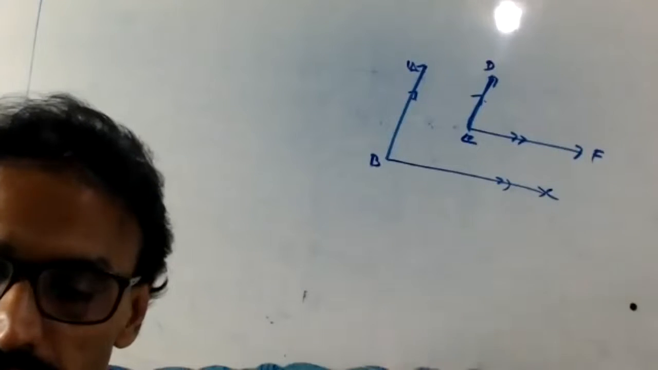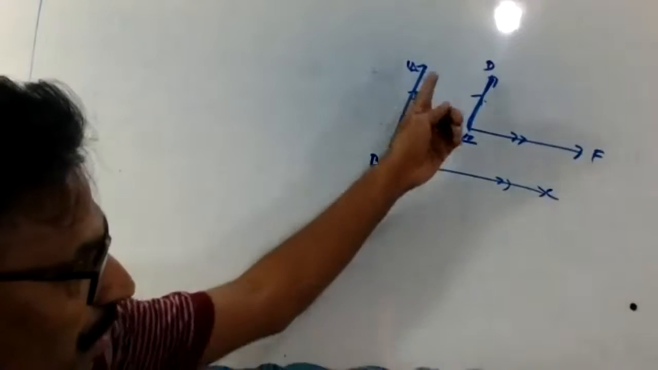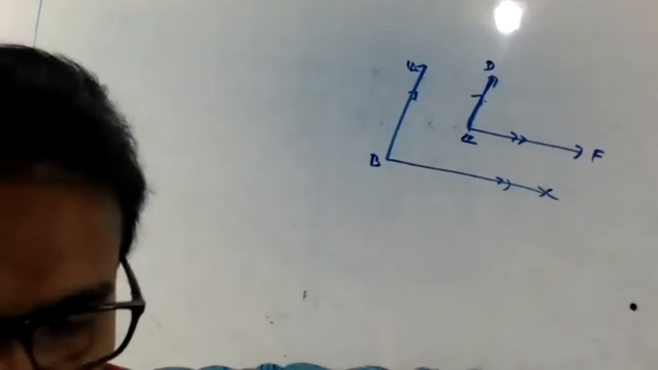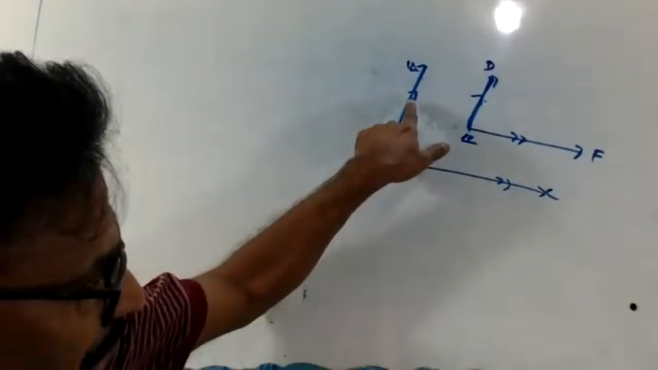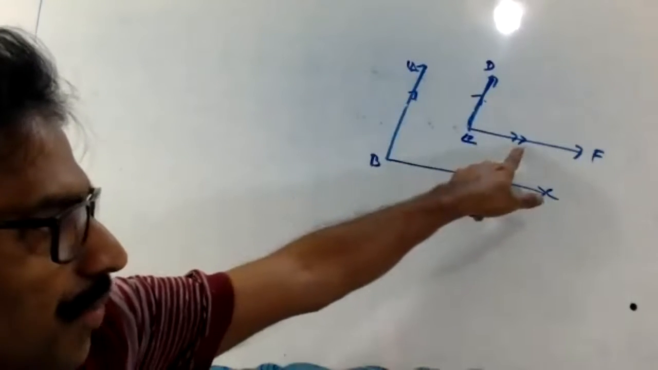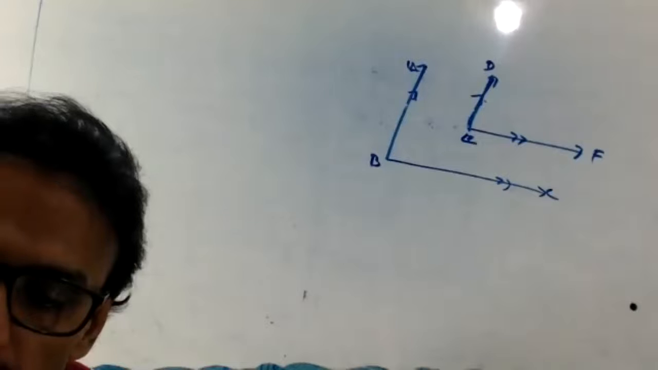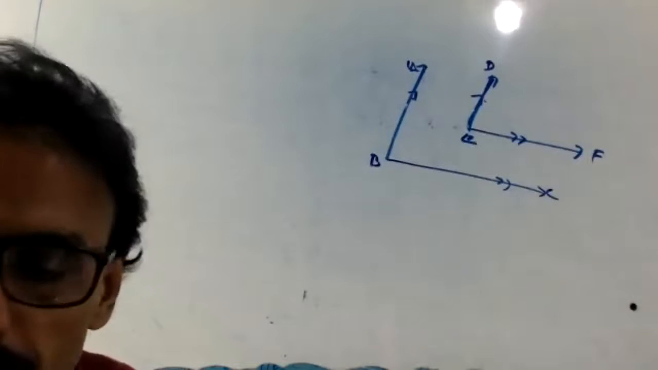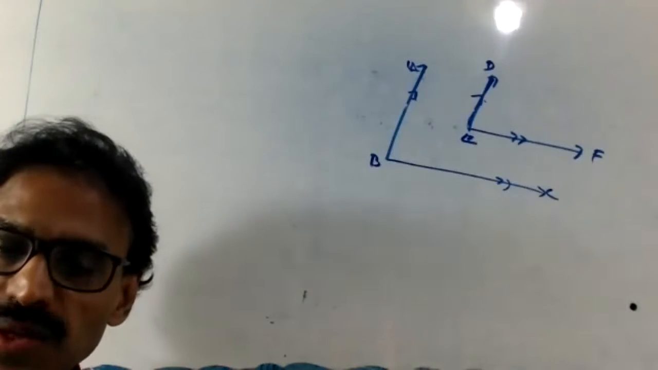In figure AB parallel to DE. Listen, you see the arrow here, one arrow here, one arrow here. That means these lines are parallel. Two arrows here, two arrows here, that is parallel. Show that angle B equal to angle E. That's all.